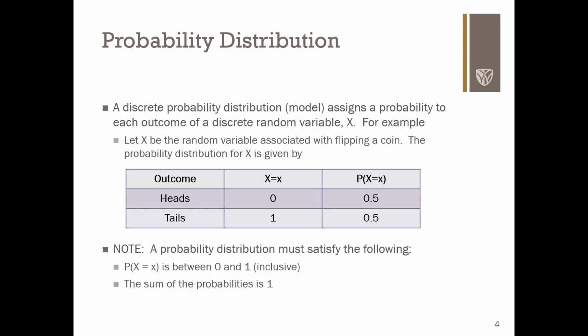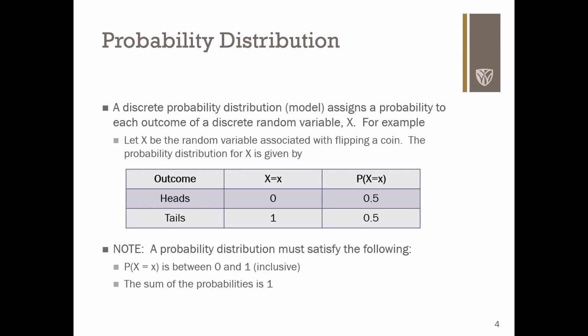So the table in the center of this slide essentially defines the probability distribution for flipping a coin. You have the outcomes, you have the random variable, and you have a probability assigned to each one of those outcomes. However, you need to understand that the probabilities have to be true probabilities in the sense that those probabilities do have to be between 0 and 1, and if you add up all of the probabilities across all of the outcomes, those probabilities have to sum to 1, which is of course the case that we have here. 0.5 plus 0.5 would be equal to 1.